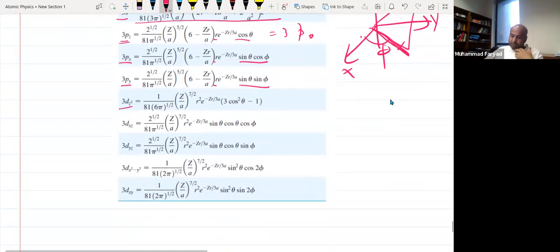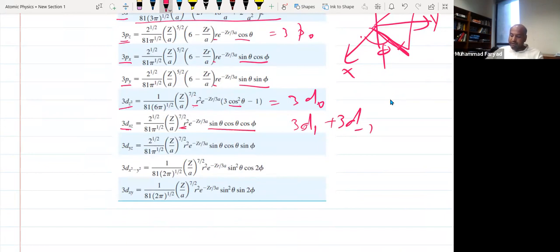This 3dz² is actually just 3d0, and it has this factor r² cos²θ, which is just z². So that's why it's called z². And this 3dxz, which we obtained from 3d1 plus 3d minus 1, has this r² sinθ cosφ. So r sinθ cosφ is x, and z is r cosθ.